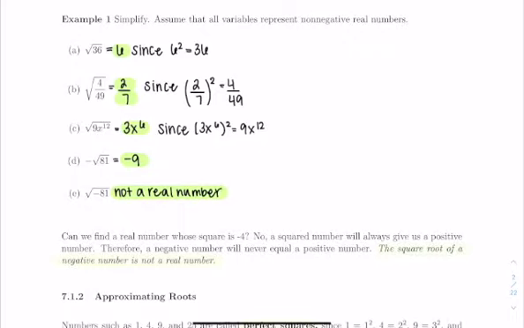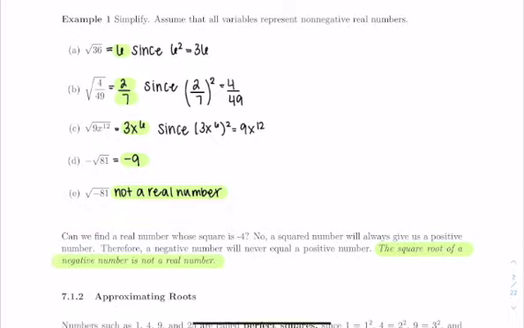Can we find a real number whose square is negative 4? No, because a squared number will always give us a positive number. Therefore, a squared number will never equal a negative number. And so the square root of a negative number is not a real number.